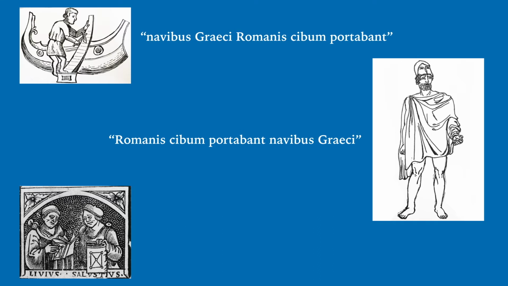Our historian, who is interested in action, might place his verb at the beginning of the sentence to bring out the great effort the Greeks made in bringing food to the Romans. Portabant, Graeci navibus Romanis cibum. By placing cibum at the end of the sentence, he is emphasizing the importance of food in this particular situation. Perhaps the Romans are besieged by enemies and are starving, for example.